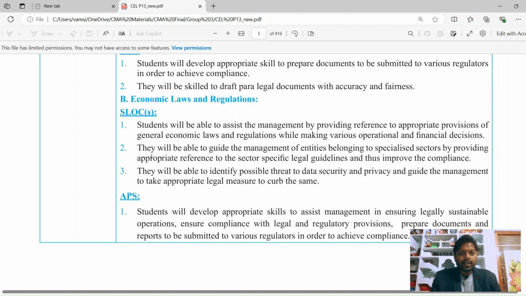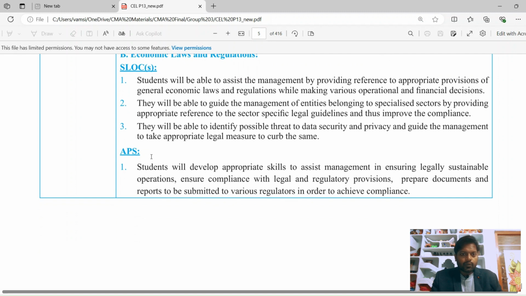B. Economic laws and regulations. After studying the economic laws and regulations, students will gain practical knowledge. What are they? Number one, students will be able to assist the management by providing reference to appropriate provisions of general economic laws and regulations while making various operational and financial decisions. They will give directions to the management by providing reference to appropriate provisions of general economic laws and regulations while making various operational and financial decisions.